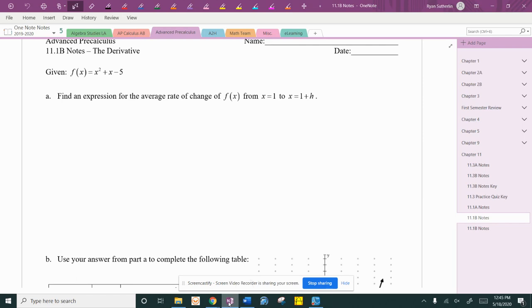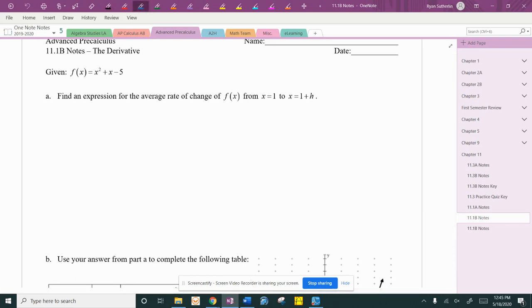So what is the derivative? What does it represent? Well, we're going to start with what we ended last class with, talking about average rate of change. Here we're given a function, and we're asked to find the average rate of change for that function from x equals 1 to x equals 1 plus h. And remember what h is. h is the distance from 1 to the next point that you're going to check.